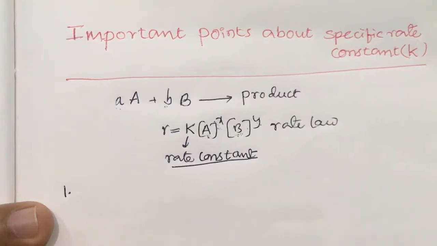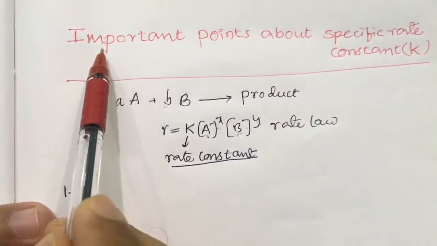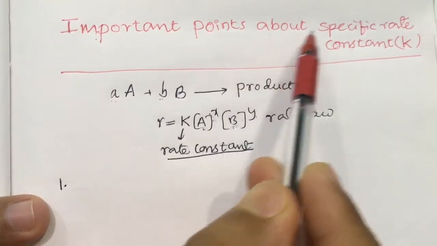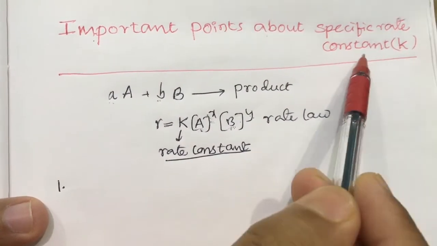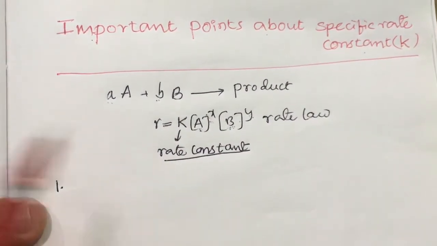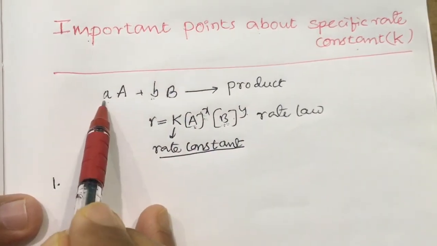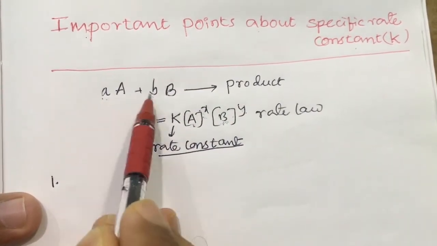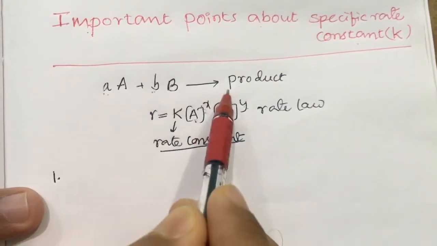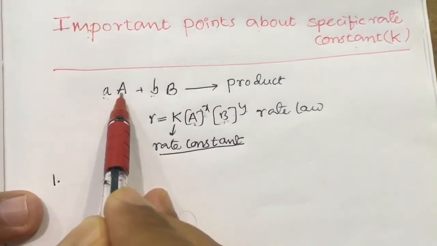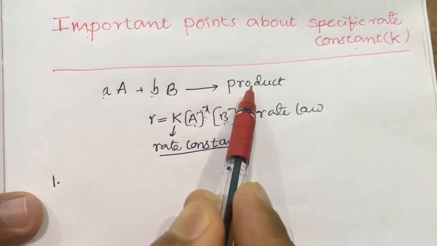Hi everyone. Today I want to discuss the important points about the specific rate constant, or simply the rate constant. I am writing a generalized reaction here, with stoichiometric coefficients small a and small b. These are the reactants, which give the product: a moles of A and b moles of B give rise to the product.